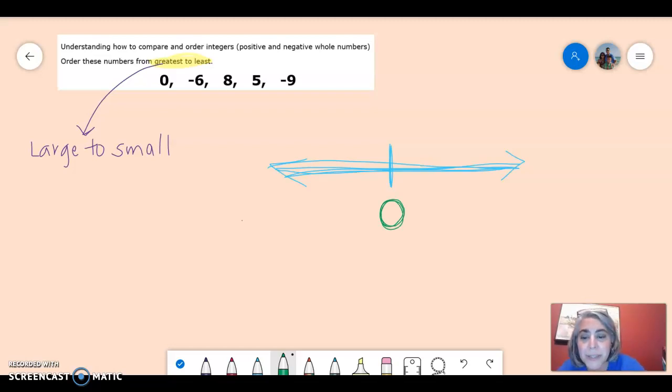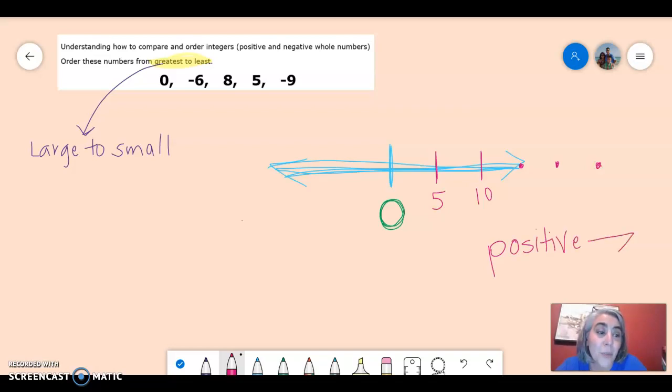And then I'm going to start adding other values. I'm going to add some positive values, and I'm going to count by 5s: 5 and 10, okay? And I think you would understand if we wanted to, we could go 15, 20, 25. And the more positive you get, the more right you go, okay?